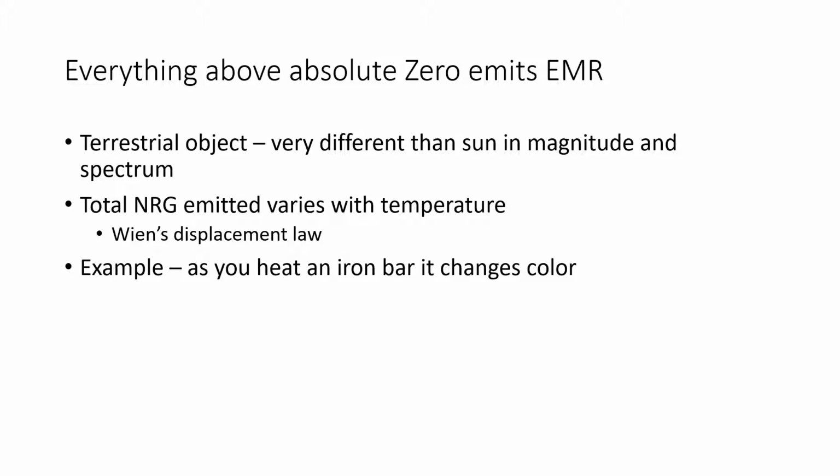Terrestrial objects have a very different magnitude in terms of what they reflect or emit compared to things like the sun, but everything emits something. Energy emitted varies with temperature. They call this Wien's displacement law. Think of heating up an iron bar: the hotter it gets, the more energy comes off of it, and it changes color.